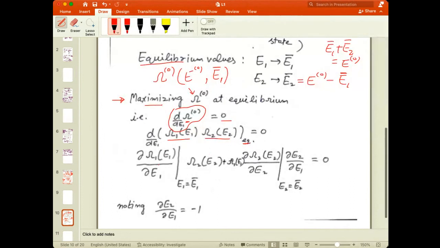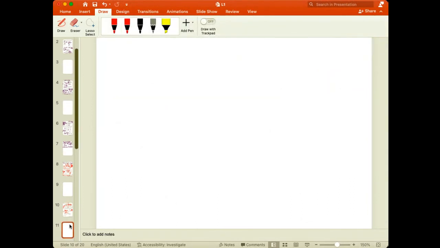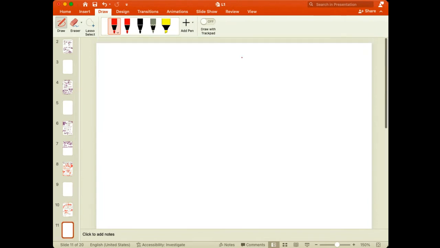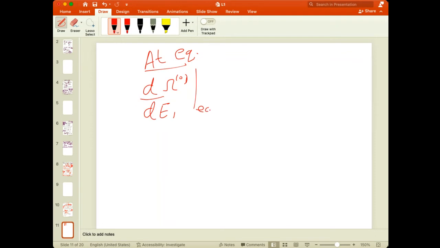Okay, let me write this. Actually, this is not a very complicated thing to write. I usually make notes, because writing with a stylus is not that good, so that's why I prefer writing on notes. So I was just saying that d by dE1 of omega of the composite system at equilibrium is going to be 0.